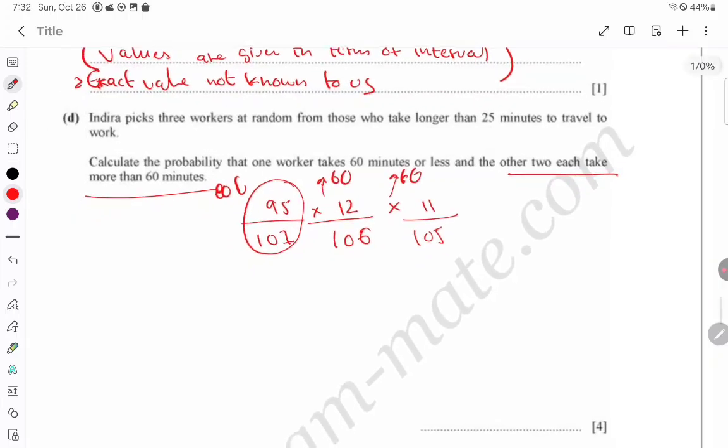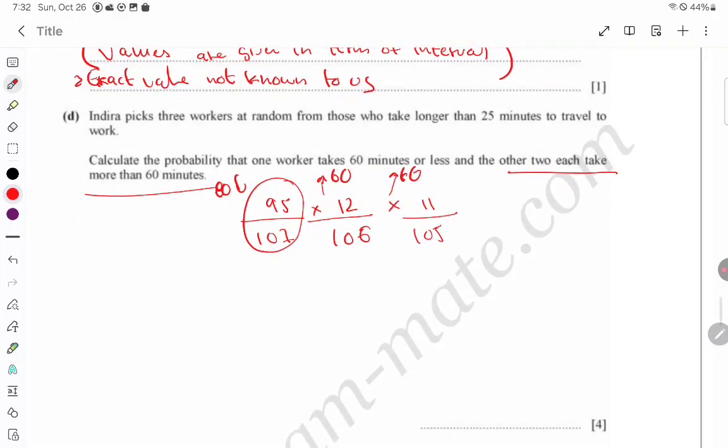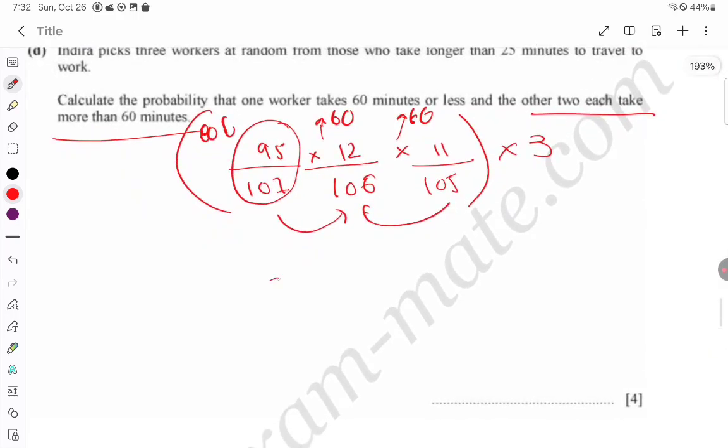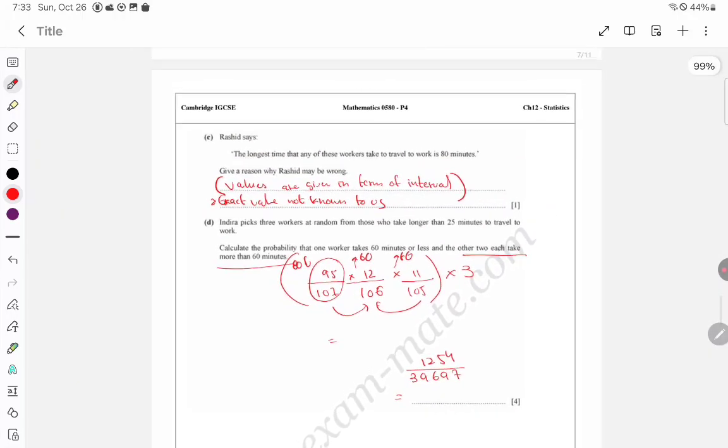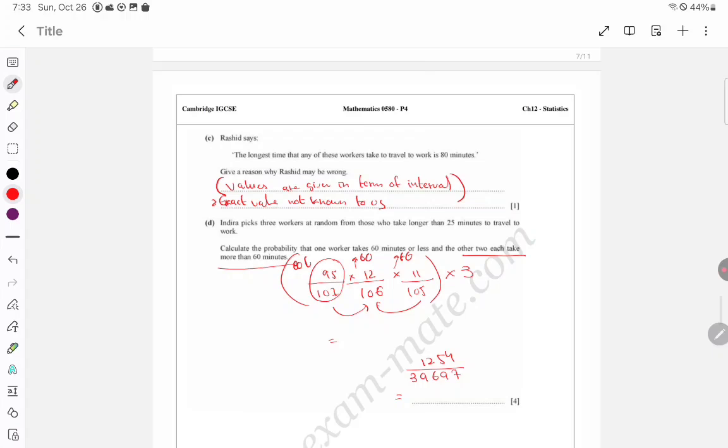If we solve it, since we don't know the order, this can be here and this can be here, or vice versa. So we can multiply by 3 to get all three conditions. By solving, it will become 1254 over 39697. So this is the answer of question 43.